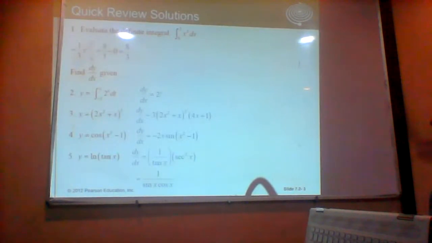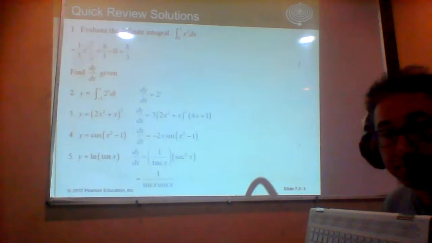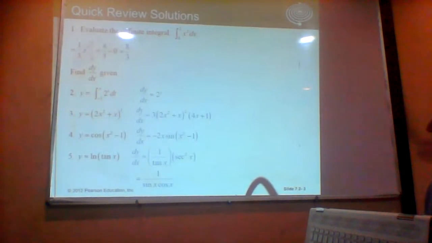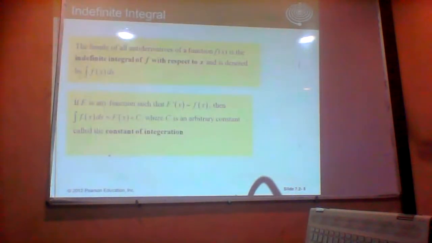How to integrate 2 to the power x? It's 2 to the power x over ln 2. How to integrate (2x squared plus x) all to the power 3? It's 3 times the same expression, times the derivative of the interior part, which is 4x plus 1. Integrate the cosine, which gives a negative sine: negative sine of (x squared plus 1), multiplied by negative 2. And now it's number 5, ln tan.